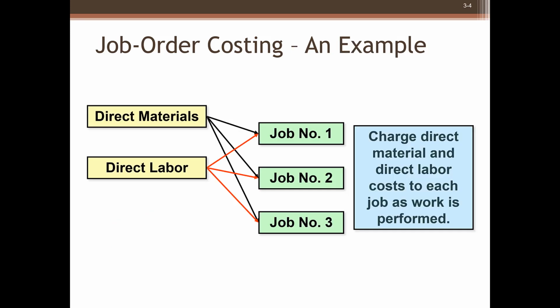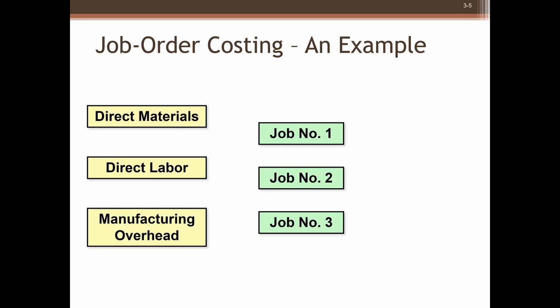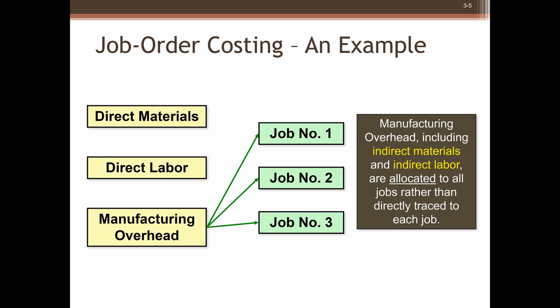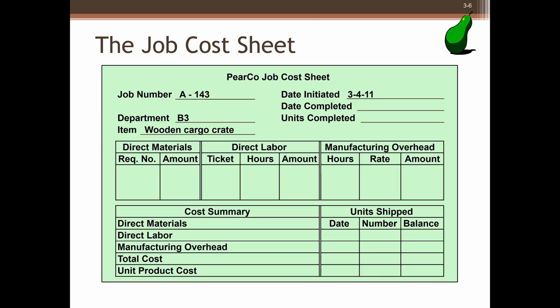In the job order costing system, direct materials and direct labor are traced directly to each job as the work is performed. But manufacturing overhead, including indirect materials and indirect labor, is allocated to all jobs rather than directly traced to each job. And we will learn how to allocate manufacturing overhead to each job. Let's take a look at the whole process.